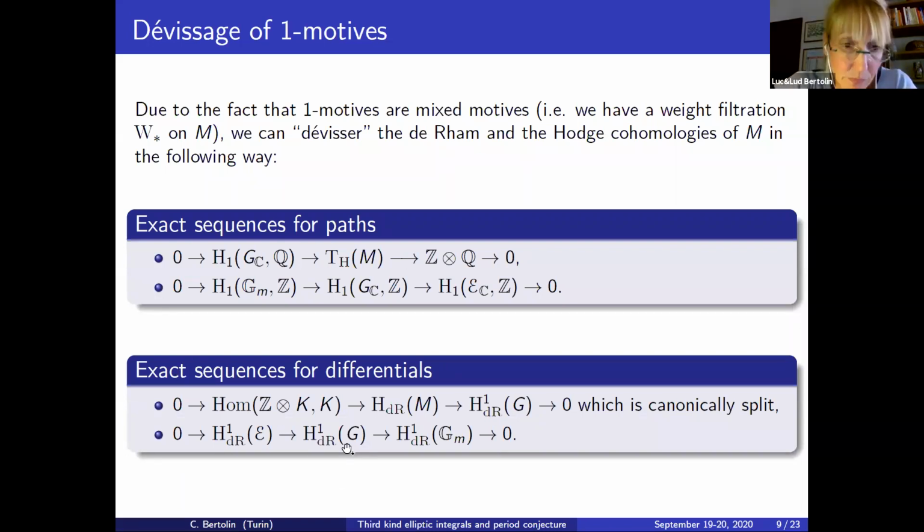So the vector space of differential forms of M is an extension of the vector space of differential forms of G by the vector space of differential forms of Z. And this extension here is split. And the H1 de Rham of G is an extension of H1 de Rham of G_m by H1 de Rham of E. We will use this in order to find a basis of paths on M and a basis of differential forms on M.